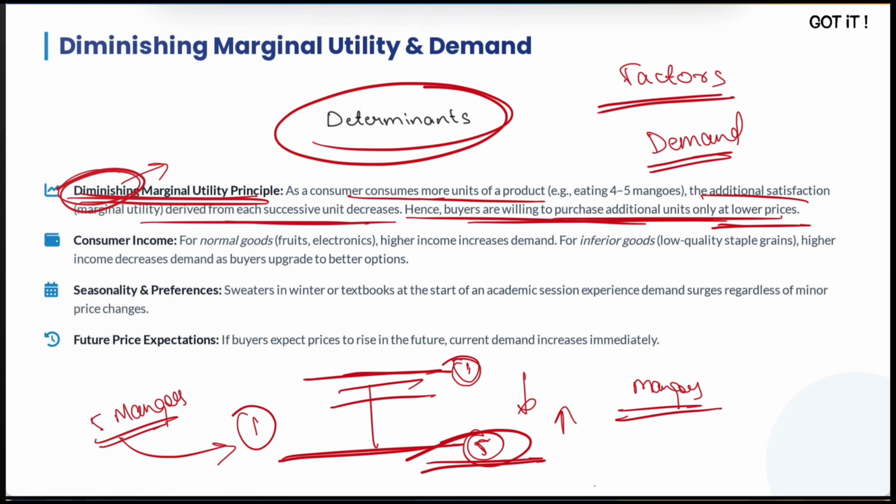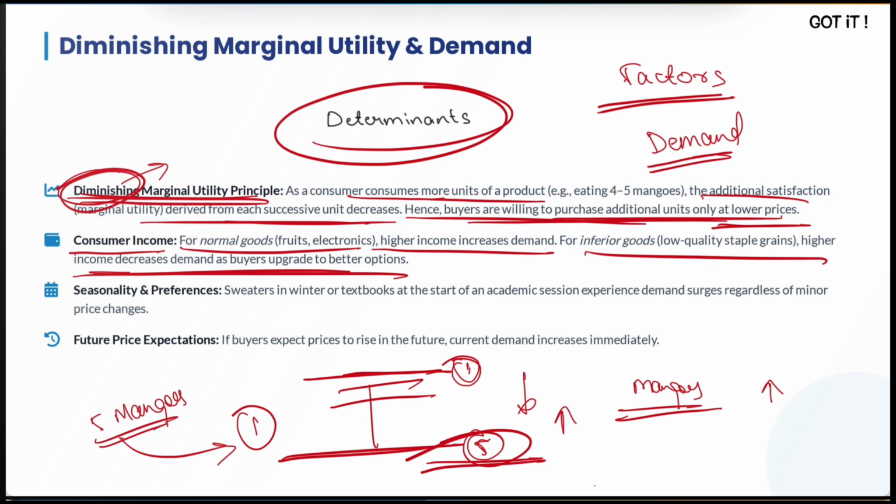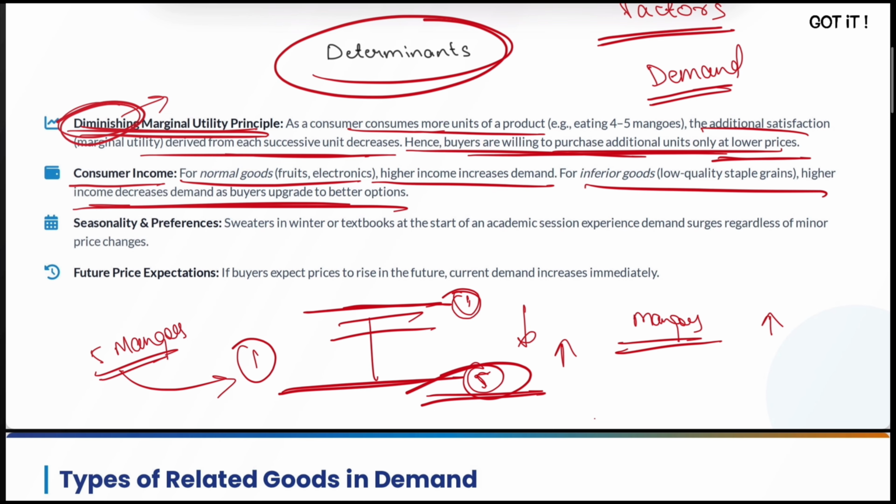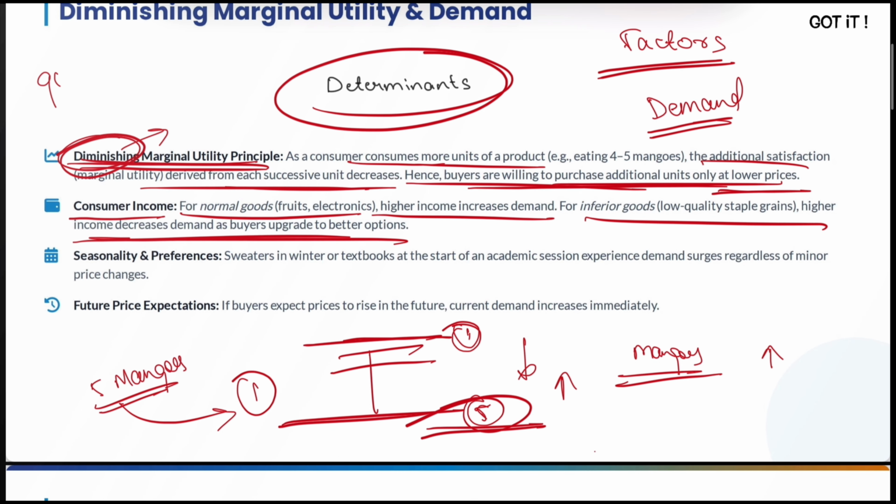And next is consumer income. That is, how much you are able to earn will also determine what kind of products you buy. So if you have more income, you will love to buy more products, or more quality products. So for normal goods, higher income will increase the demand, and for inferior goods, higher income will decrease the demand. So there are two kinds of goods which you need to understand: the normal goods, the ones which you use every day, and the inferior quality goods.